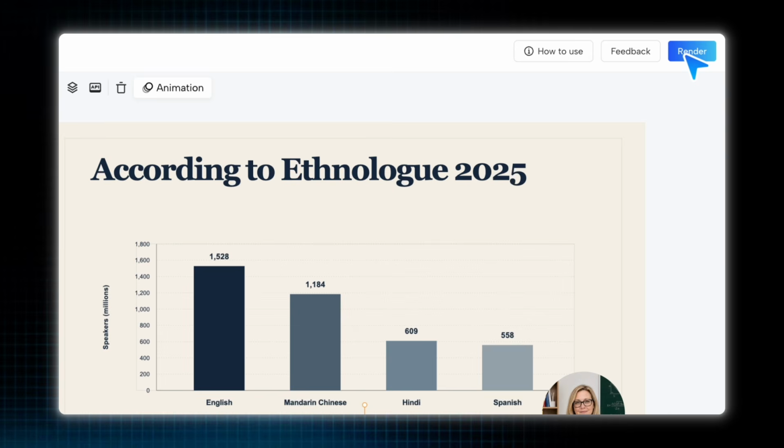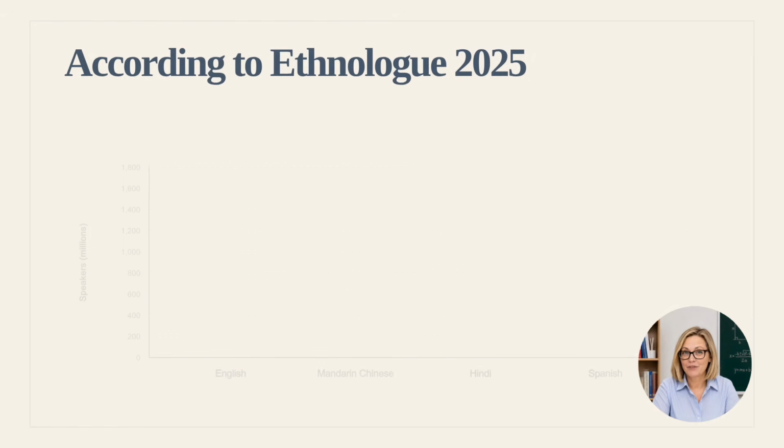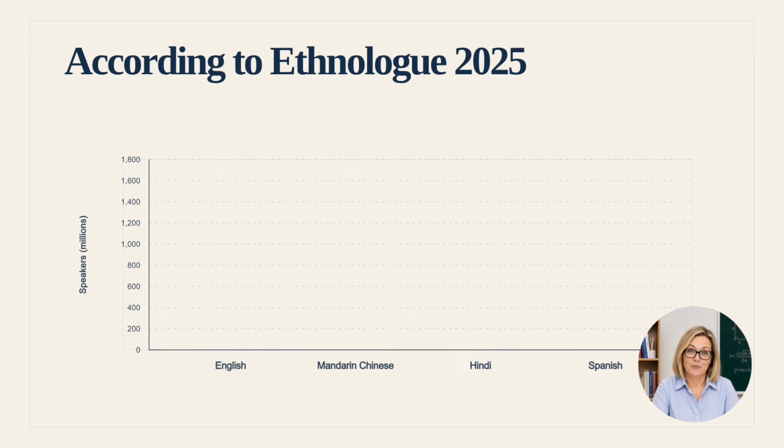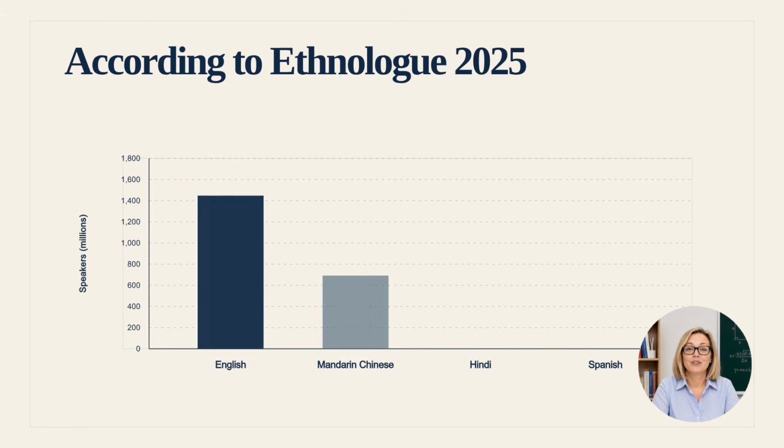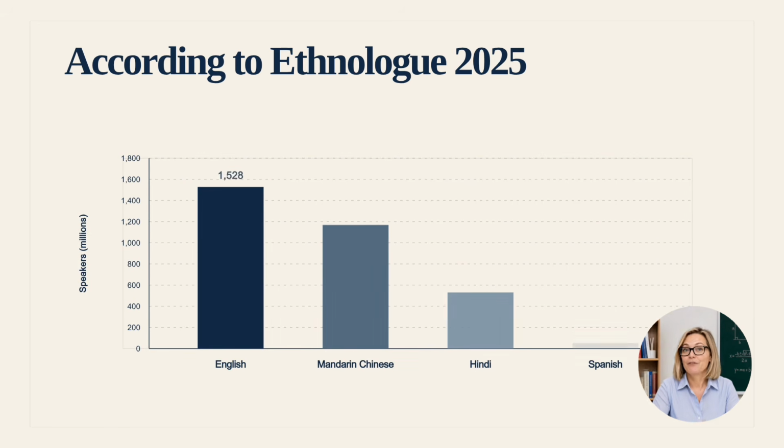According to Ethnologue 2025, English ranks first by total native and non-native speakers. That broad reach makes everyday phrases useful. They help conversations start, continue, and feel easier.